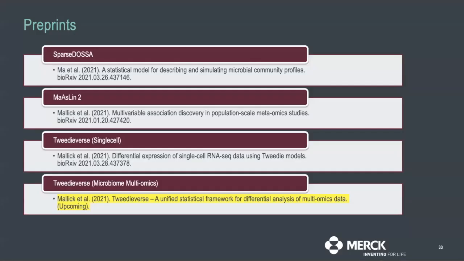And these are the preprints related to this talk: Sparse-Dosa, Maslin 2, and eventually all of them came in 2021. And the main microbiome-specific Tweedieverse preprint, which we are currently preparing, is the last one that is going to come up soon: Tweedieverse, a unified statistical framework for differential analysis of multi-omics data. That will be available very soon after the conference.